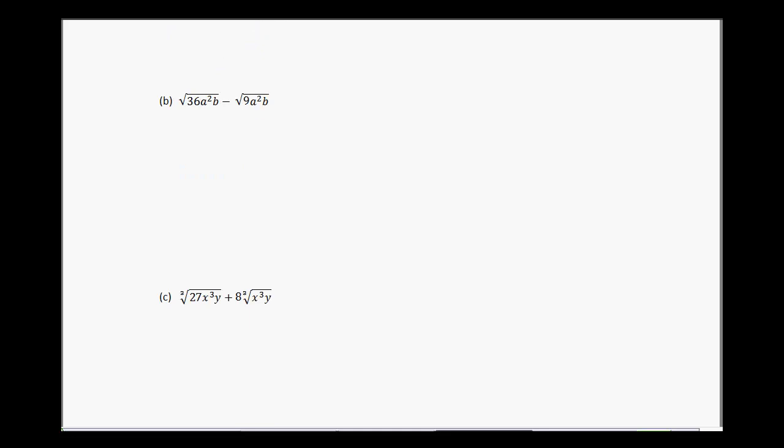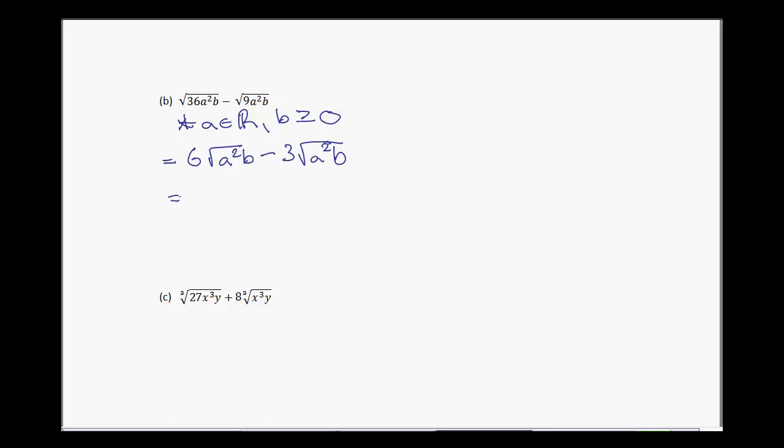Root 36 a squared b minus root 9 a squared b. In this case, we have our a squared and a b. Since our a is squared, a can be all real numbers. However, our b has to be greater than or equal to 0. So we need to simplify to find similar radicands in this case. Root 36 is a perfect square, so we can simplify that out to just 6 root a squared b. Same with root 9, a perfect square, becomes 3 root a squared b.